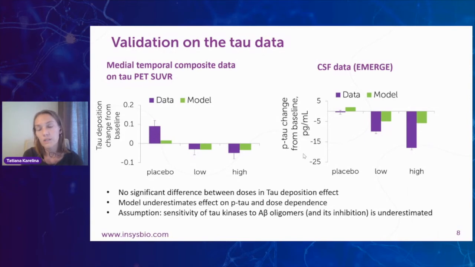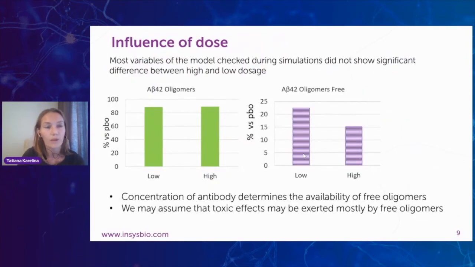And here we see that actually our model underestimates the effect of antibody on phosphorylated tau as well as dose dependence. We may assume here that actually in our model, sensitivity of tau kinase to A-beta and to A-beta oligomers can be underestimated. And here, although the model took into account different in vitro data on the influence of A-beta oligomers and tau, we see that there was not enough information about interaction of A-beta and tau phosphorylation.